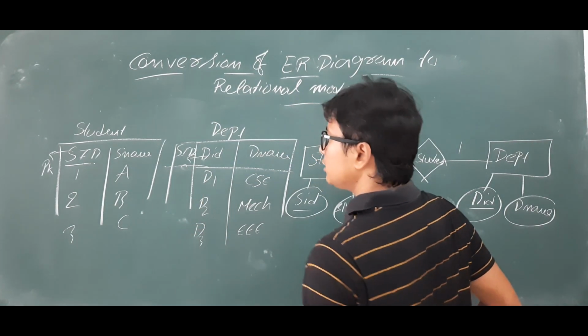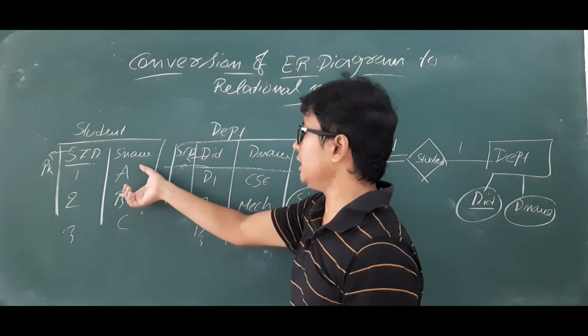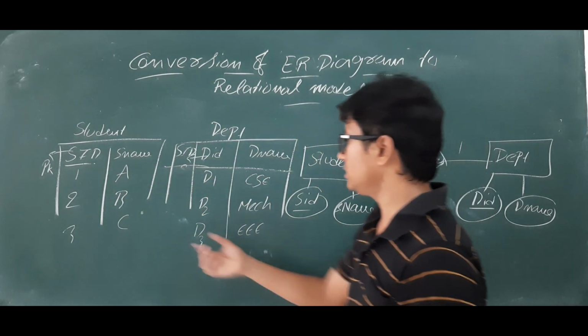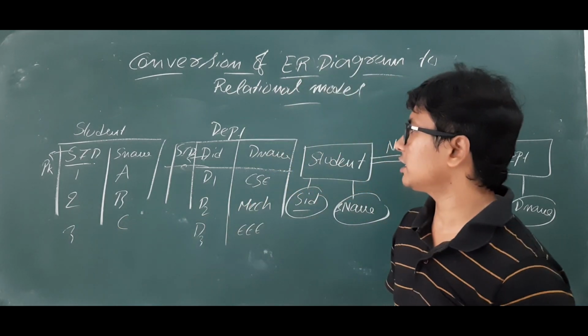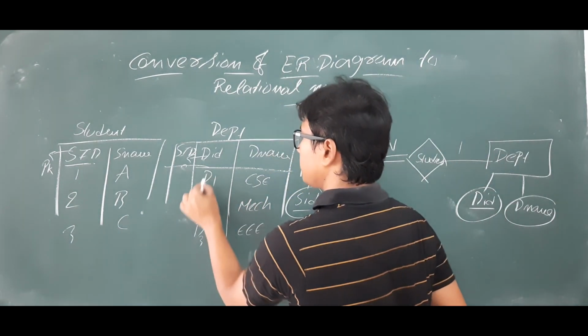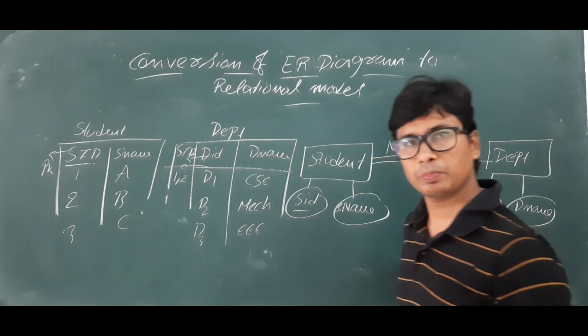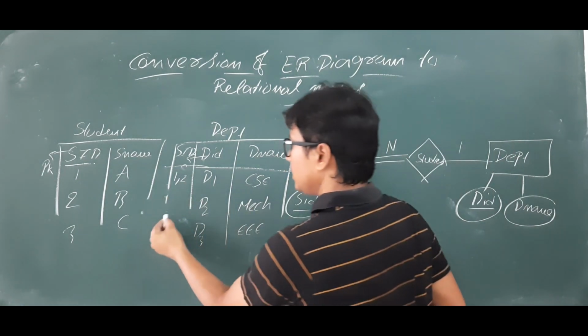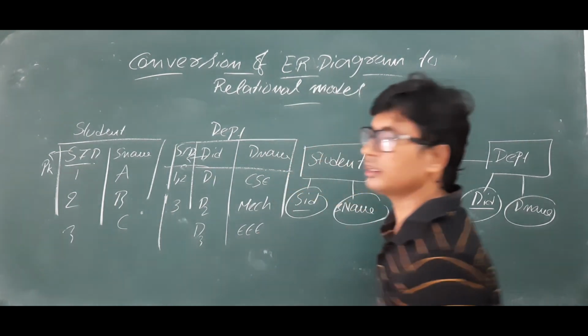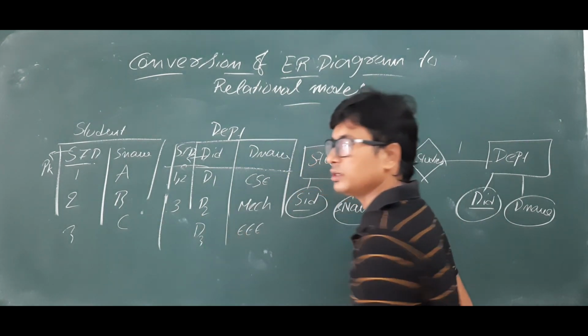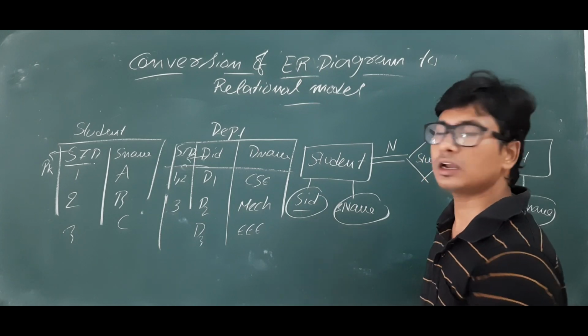Now in department 1, A and B are studying in CSC. Let's take that C is studying in the mechanical department. Then what I have to have in the department table: in CSC, students 1 and 2 are studying. Is it clear? And student 3 is studying in mechanical, and in EEE there are no students right now. At this instant there are no students.